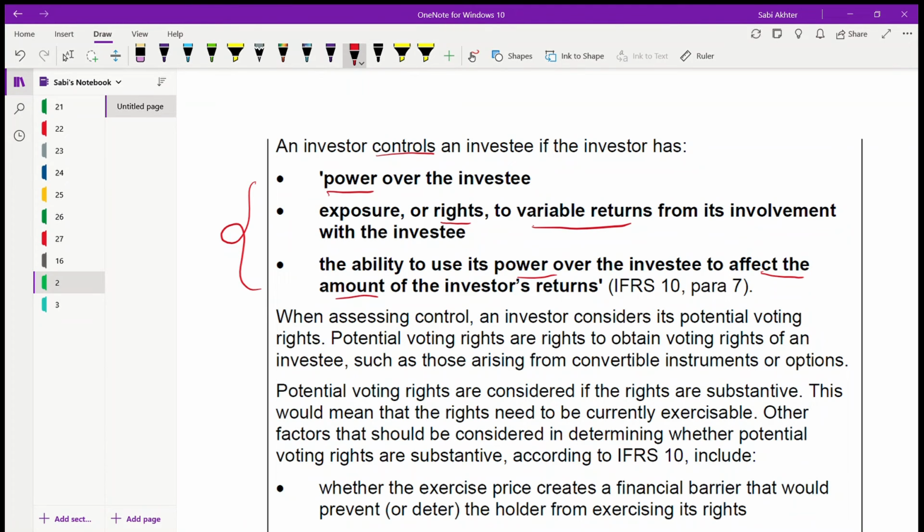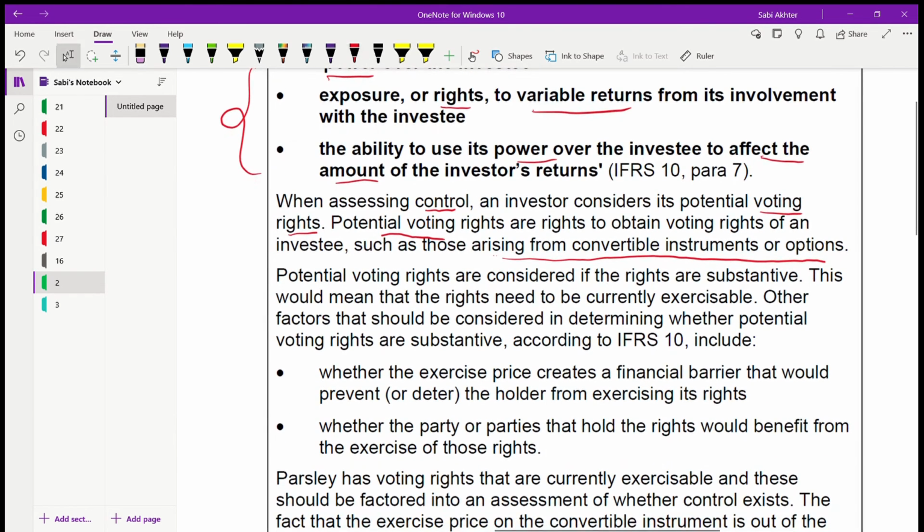And when you're looking at control, make sure that you see the voting rights also. Consider their potential voting rights. Potential voting rights are rights to obtain voting rights of an investee, such as those arising from convertible instruments or options. That means if the debt instruments will be converted into shares, then you'll be having more shares, thus more voting rights. That is known as potential voting rights. Okay, in terms of that, what is a potential voting right?